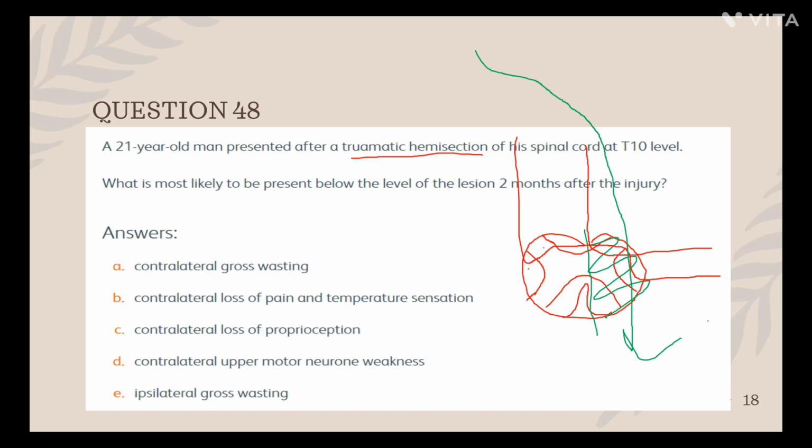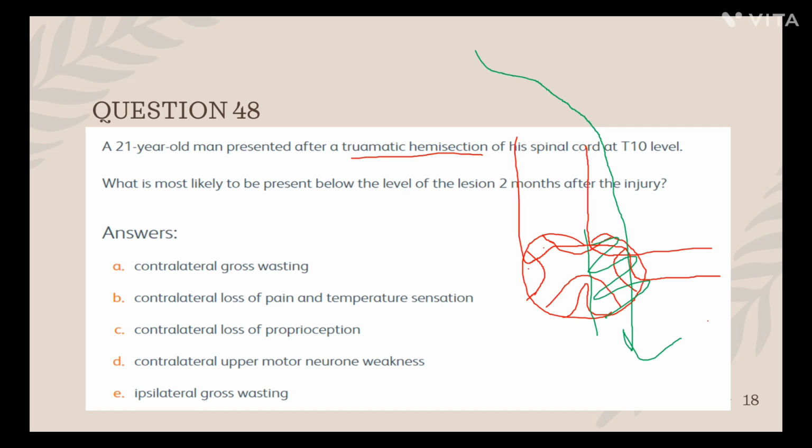So we look at the option contralateral gross wasting. No, in a spinal cord lesion you will have UMN signs below the level, and LMN palsy at the level. Wasting will be a sign of LMN palsy. It will not be there, even if it is, it is due to disuse atrophy. It happens on the ipsilateral side and not at 2 months after injury.